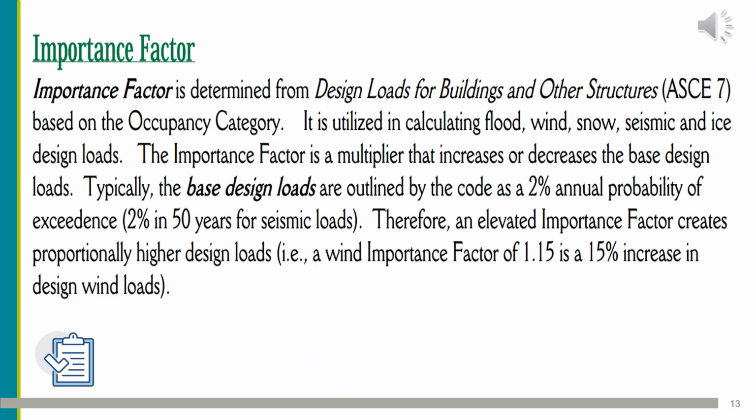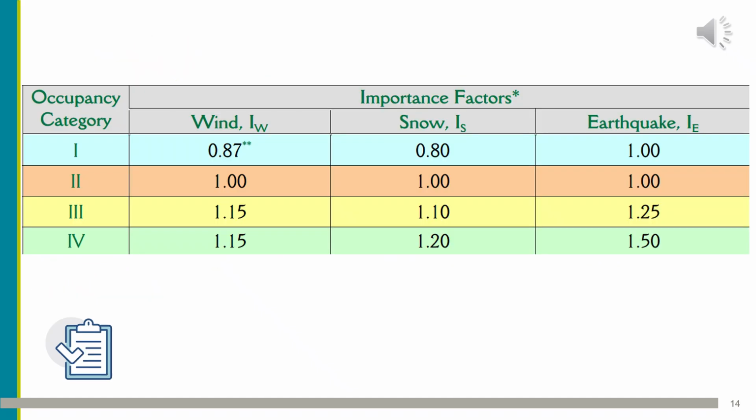Typically, the base design loads are outlined by the code as a 2% annual probability of exceeding certain load levels. Therefore, an elevated importance factor creates proportionally higher design loads, which must be factored into the building construction. And again, all this work is done by the structural engineer. And we see here that all these factors come into not only earthquake, but also your snow and wind loads.